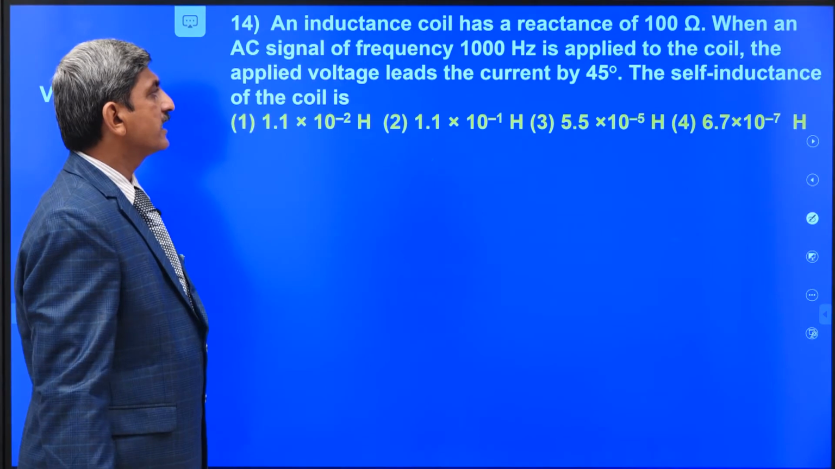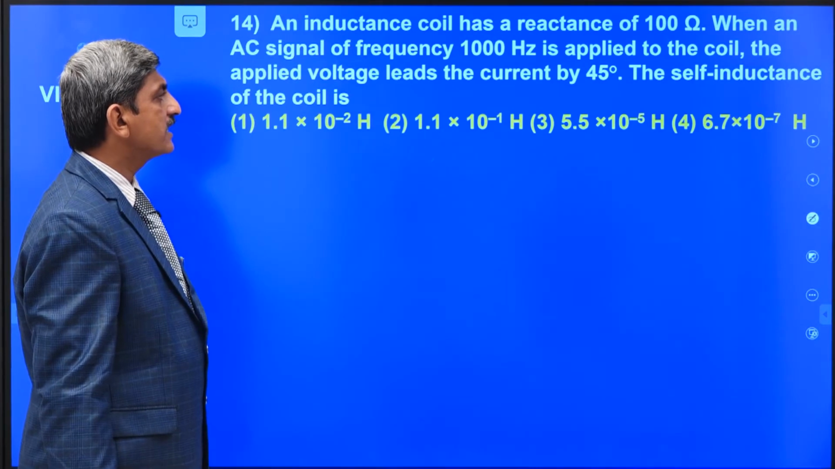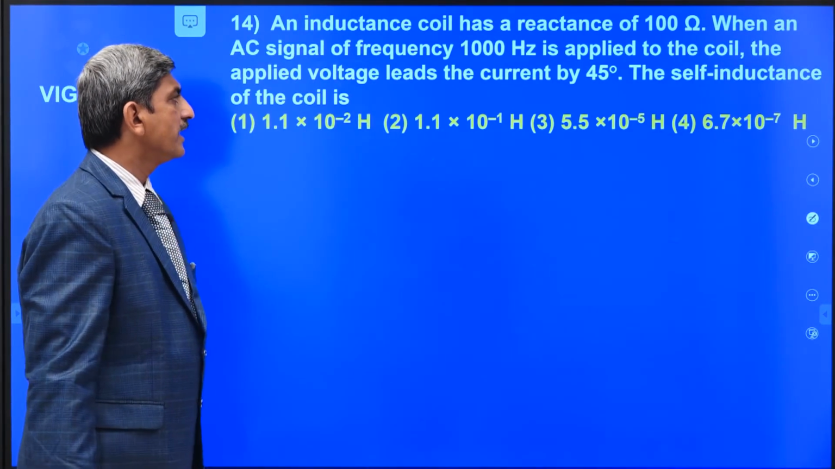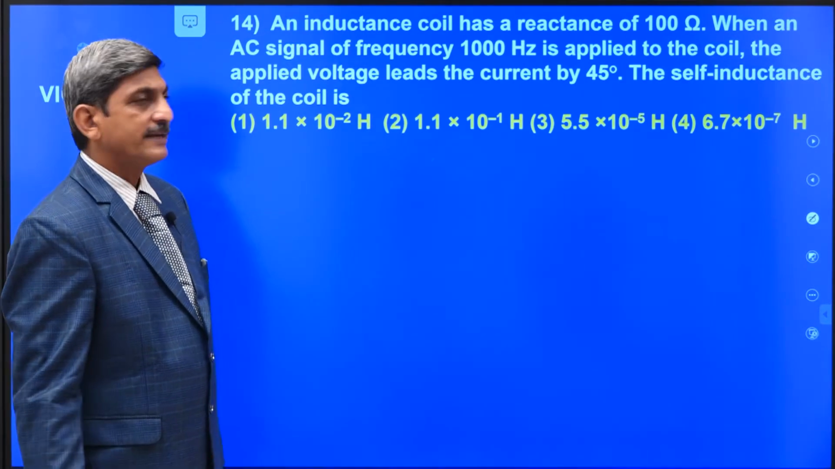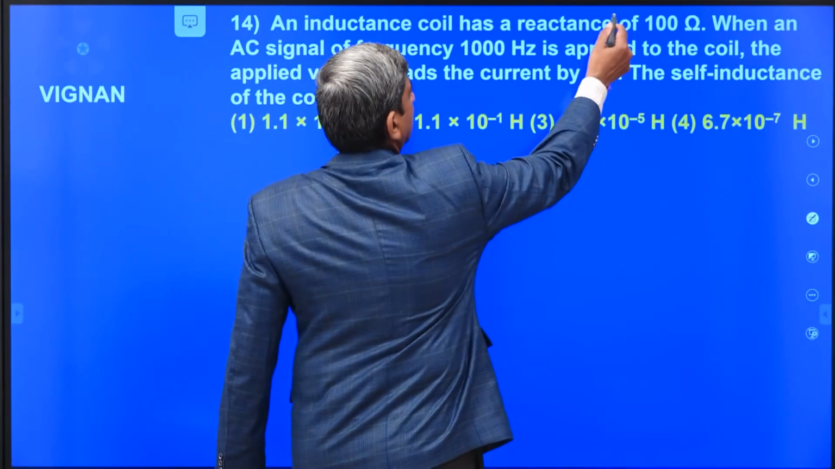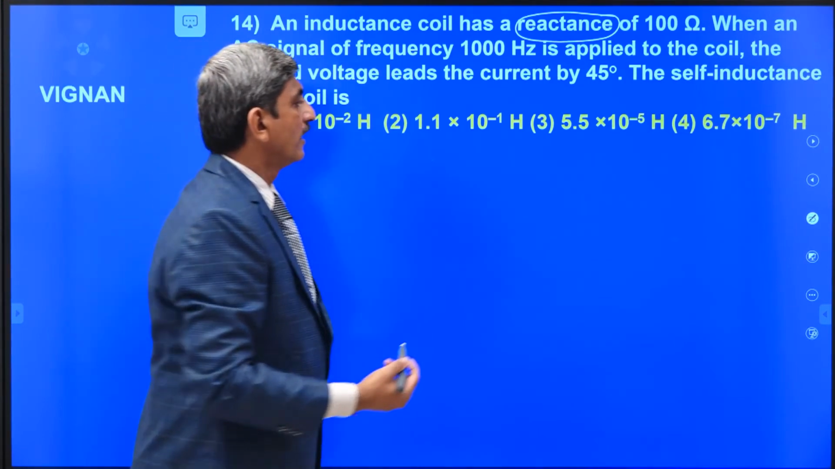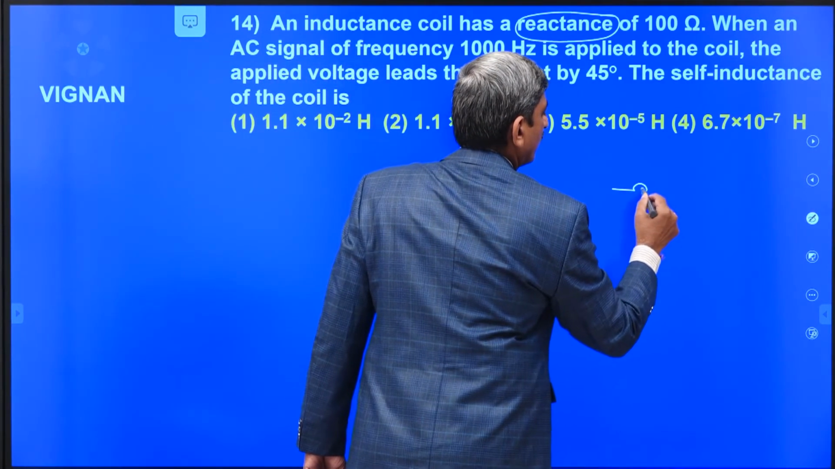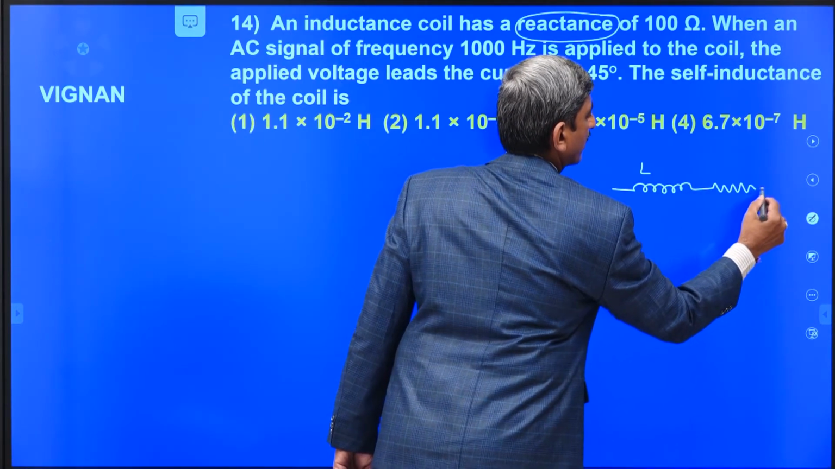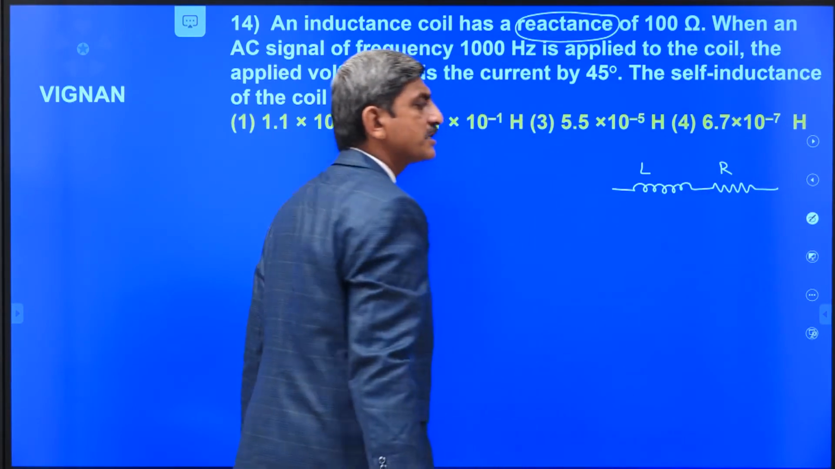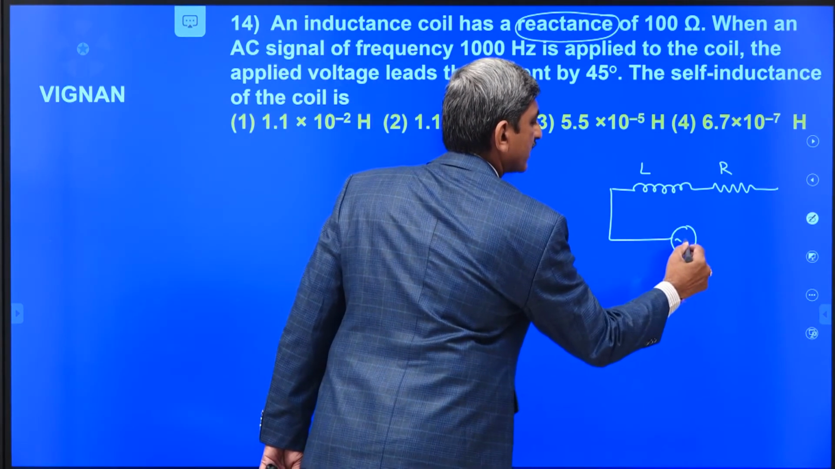An inductance coil has a reactance of 100 ohms. When an AC signal of frequency 1000 Hz is applied to the coil, the applied voltage leads the current by 45 degrees. The self-inductance of the coil is dash. Actually, if the term impedance is used instead of the reactance, the problem is more meaningful. Here, a coil is given. For that coil, let us assume that L is the self-inductance value and R is the internal resistance of the coil. For this coil, an alternating voltage source is connected like this.